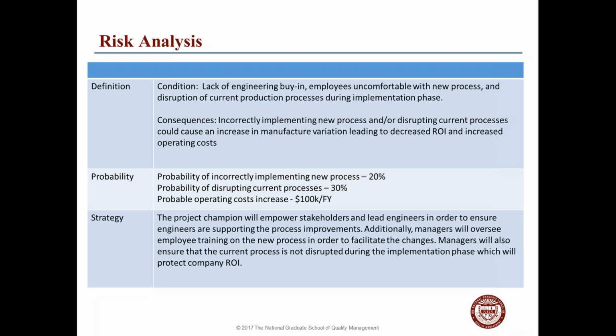So basically that disruption is calculated here at 30% with probable operating costs of $100K. One of the strategies to mitigate and reduce these risks for the empowerment is that the stakeholders will put forward the lead engineers to ensure that they're going to support the improvements as they come.